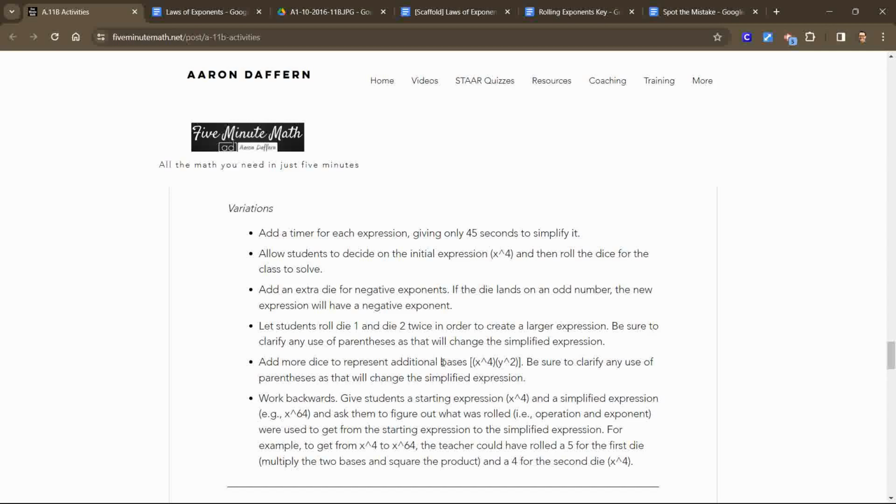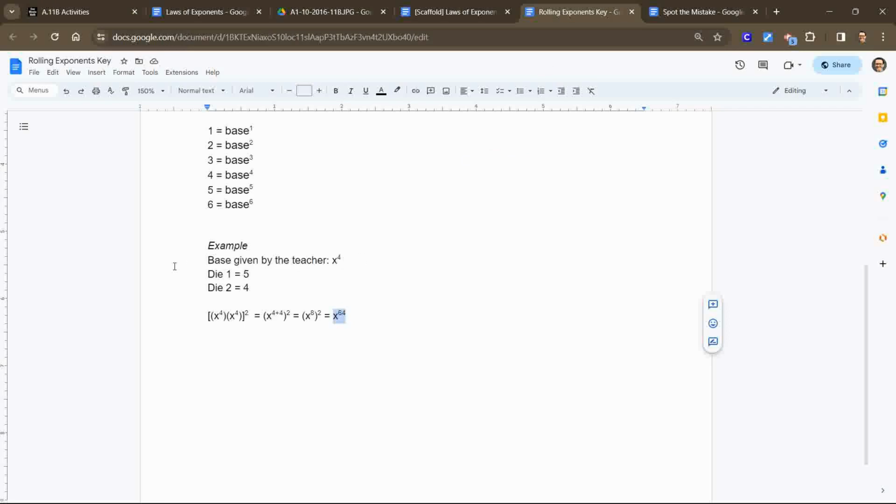You can add an extra die for negative exponents, right? So you can add a third die. And if that third die lands on an odd number, the new expression will have a negative exponent, right? So if we were to get a negative here, it would be x to the negative fourth, right?